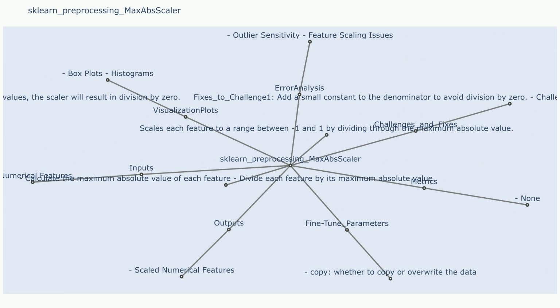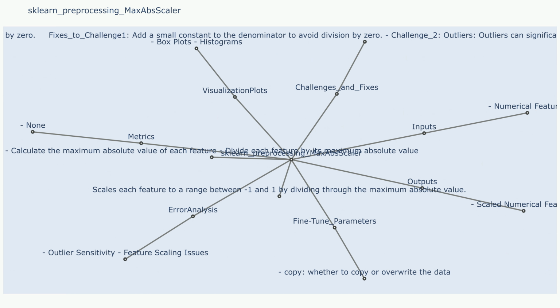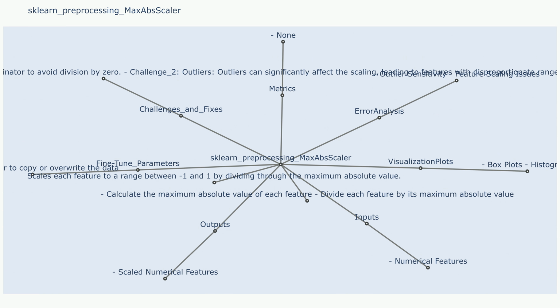Challenge 2: outlier values. Sample use case that resulted in challenge 2: outlier values can significantly influence the maximum absolute value, leading to a compressed scaling for most values. Fixes to challenge 2: remove or handle outliers before applying max_abs scaler. Consider using alternative scaling methods like robust scaler, which is less sensitive to outliers.